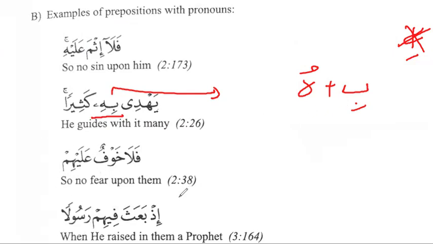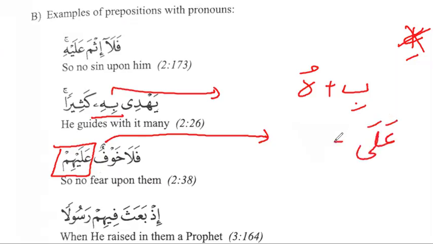Then in Surah Al-Baqarah, verse number 38, فَلَا خَوْفٌ عَلَيْهِمْ. So no fear upon them. عَلَيْهِمْ. What is the original of alayhim? What was it originally? It was ala and which pronoun? Whom. But they joined together, upon them, and this was forced to convert into he.